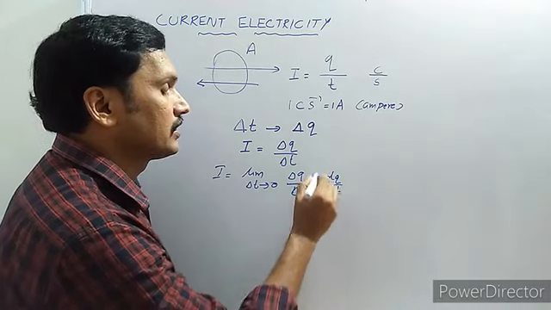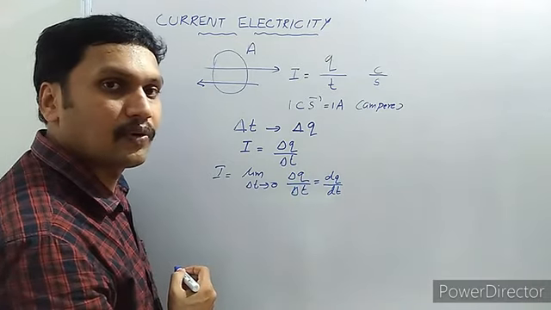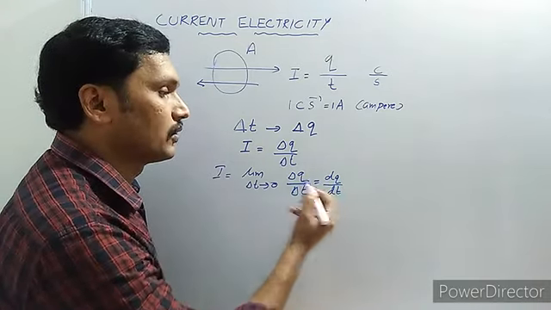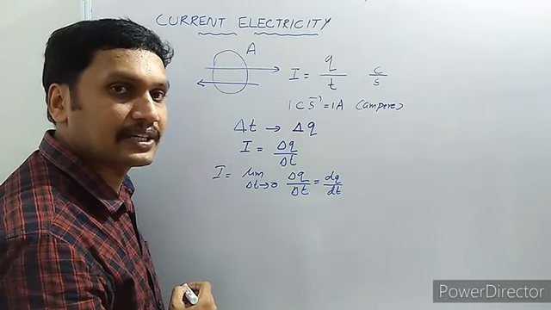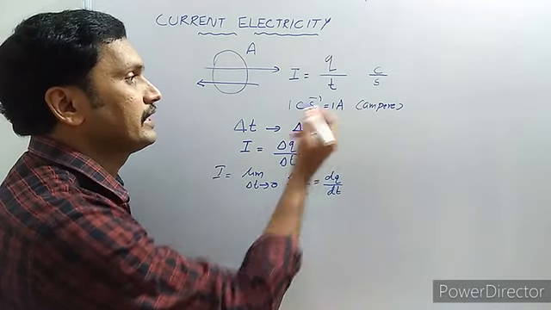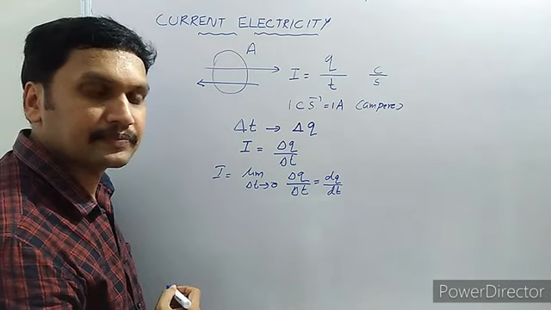The time rate of flow of charge is known as electric current, and it is measured in a unit called ampere.